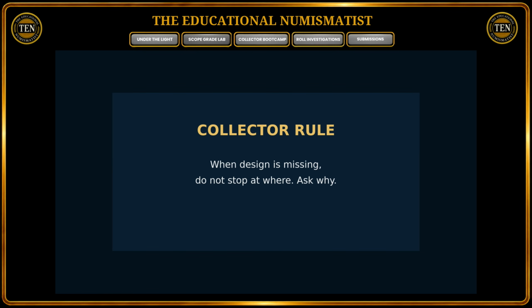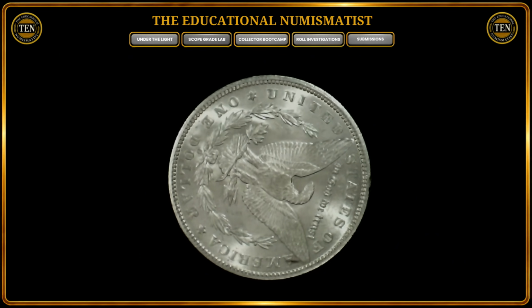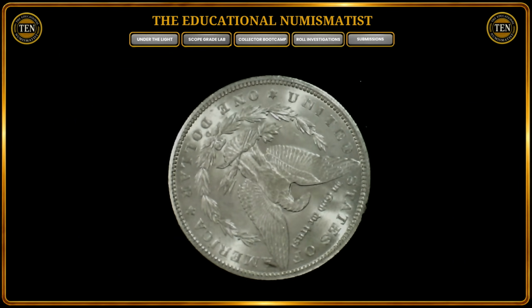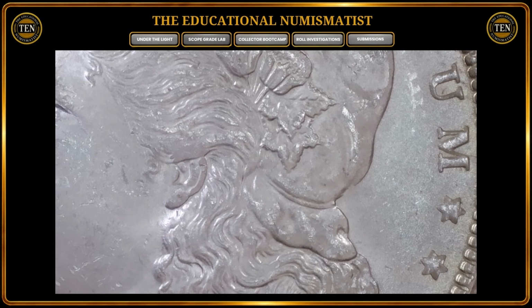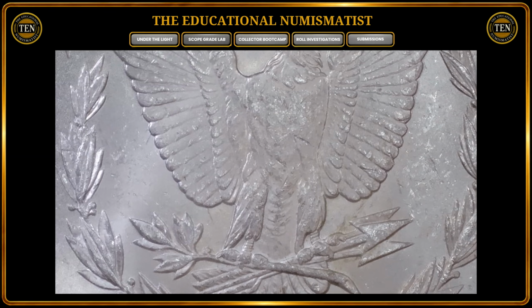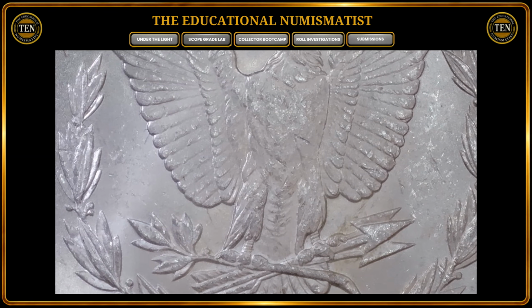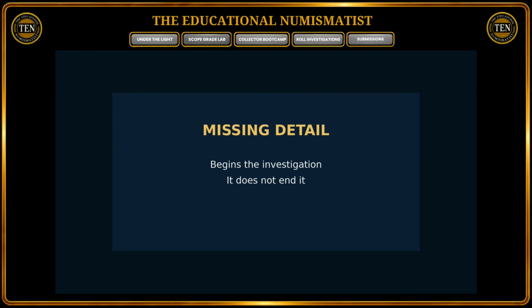So here's the collector rule. When design is missing, don't stop at where it's missing. Ask why. Follow the light through the suspicious area. Compare the exposed and protected surfaces. Then look for the same pattern on both sides of the coin. Missing detail begins the investigation. It does not end it.